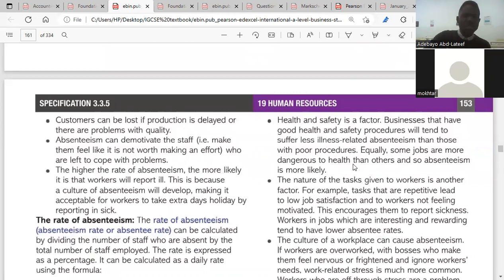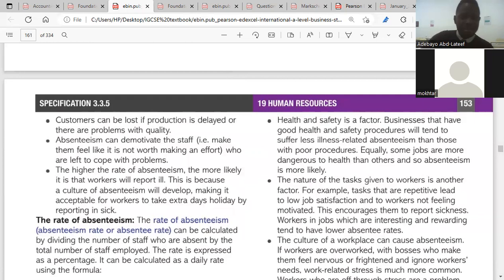The next one, customers. Customers can be lost if production is delayed or there are problems with quality. Businesses might start losing customers if, as a result of absenteeism, there's less efficiency. They are not producing the way they are supposed to produce. Customers' orders are being delayed. As a result, they will start losing customers because of absenteeism.